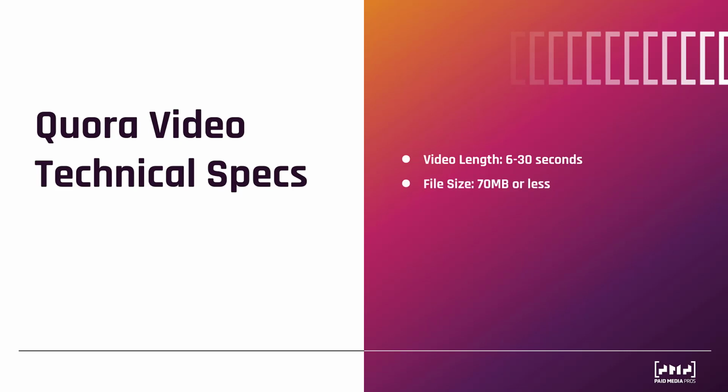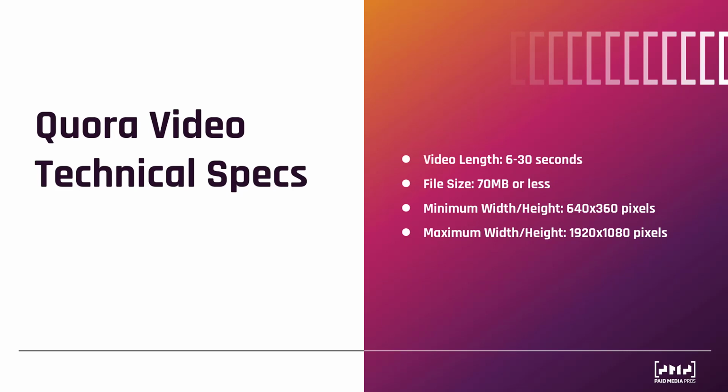File size must be 70 megabytes or less. Minimum width and height is 640 by 360 pixels. And your maximum width and height is 1920 by 1080 pixels. Frame rate needs to be 30 frames per second or less. And there's the tech requirement for your codec. I don't really have to worry about this type of data compression, so not something I'm too familiar with. But if you are, there it is.